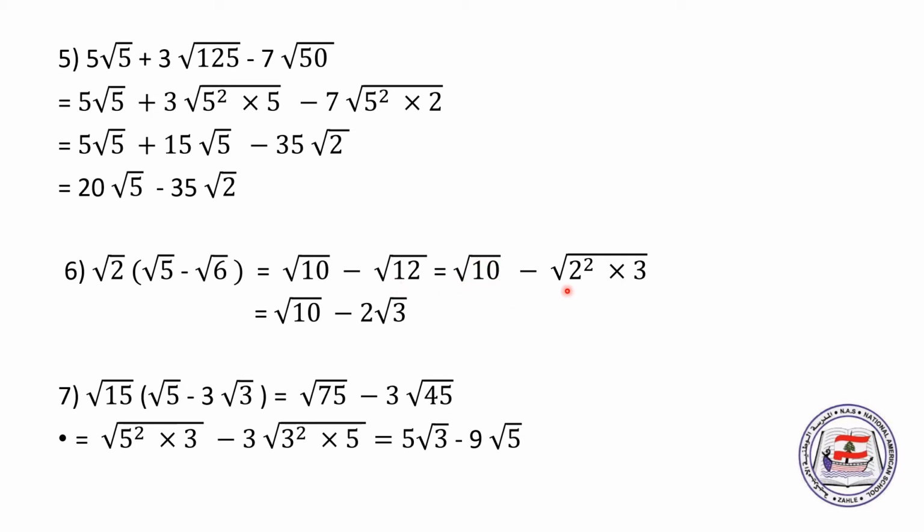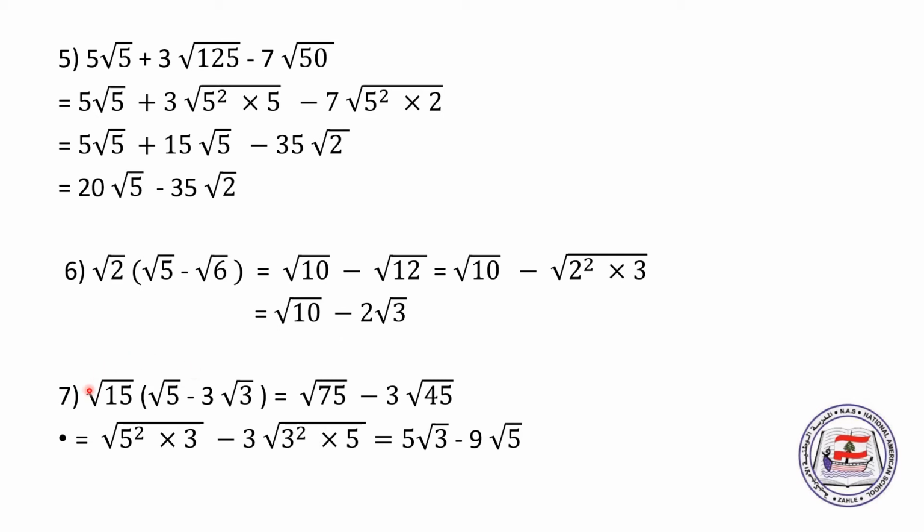Radical 12 can be reduced into radical 2 squared times 3, so we get radical 10 minus radical 2 squared times 3. The final reduced form is radical 10 minus 2 radical 3. Again, this is the final answer since we don't have identical radicals to be reduced.